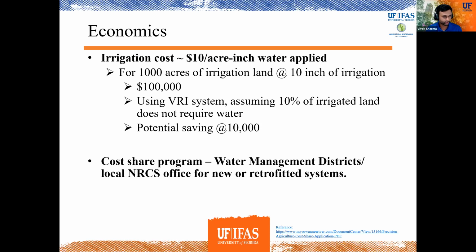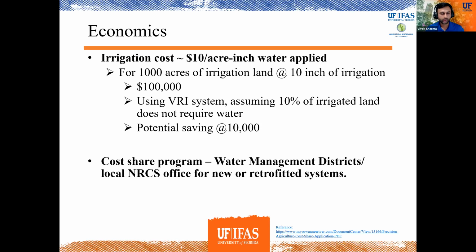And there are a lot of cost share programs, for example in Florida, NRCS has EQIP programs, as well as various water management districts have cost share programs for the variable rate irrigation system that producers can take benefit of.